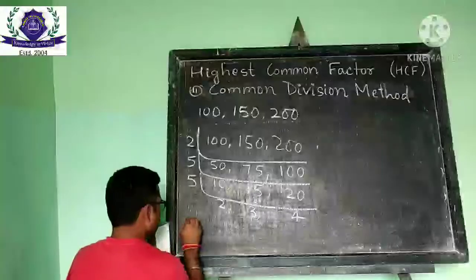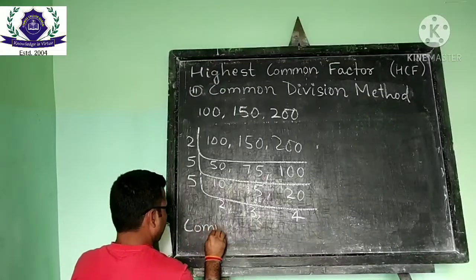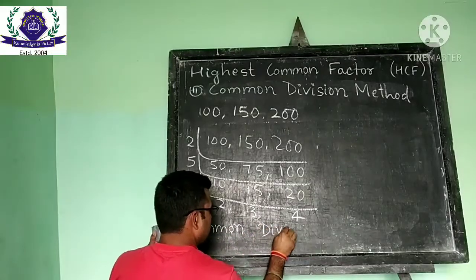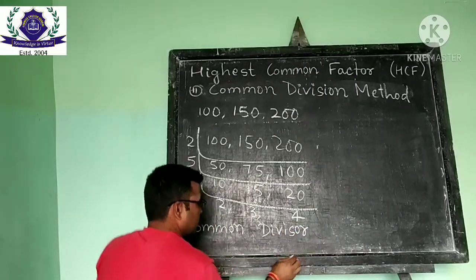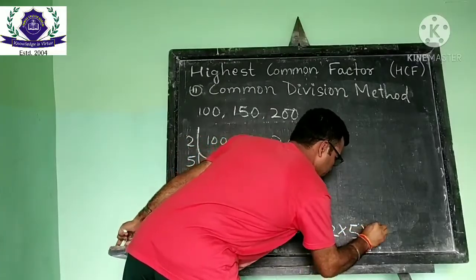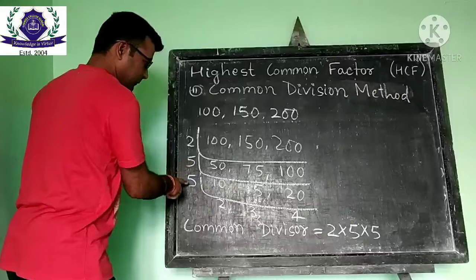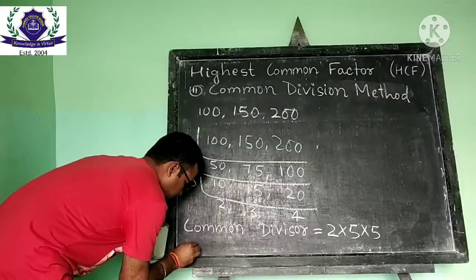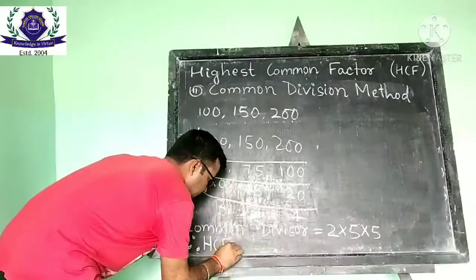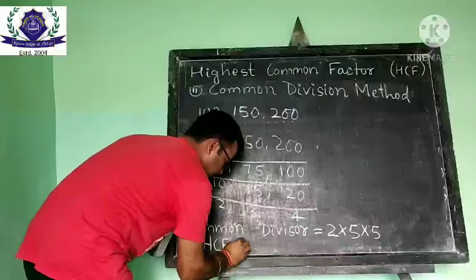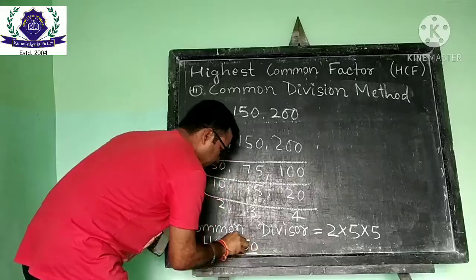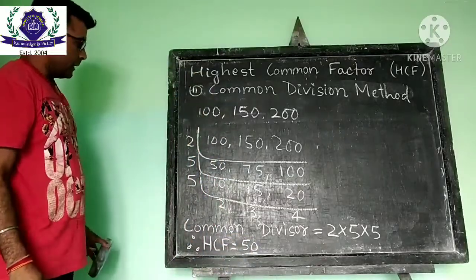So only these are the common divisors here. So the common divisor is equal to 2 into 5 into 5. Again we got 2, 5, 5 here. So therefore, again HCF is equal to the product of all these numbers, that is 2 5s are 10, 10 5s are 50. So once again we got HCF 50 using this common division method.